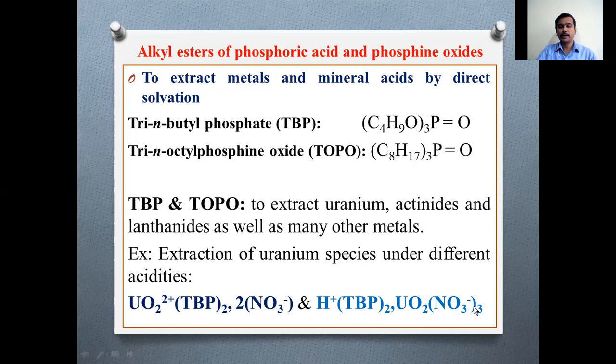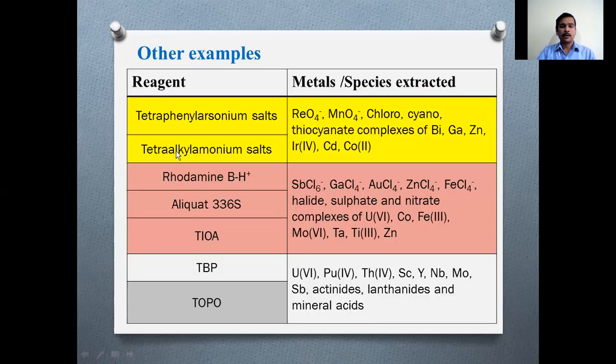Therefore, only 2 nitrates are sufficient to neutralize the charge on UO2 2+. But 1 nitrate will be present in excess, and that will be compensated by 1 hydrogen ion. Therefore, H+ [TBP]2 [UO2(NO3)3]- will be the ion association complex. So uranium, plutonium, actinides or lanthanides can be extracted in acidic medium by using TBP and TOPO in a more relevant manner.